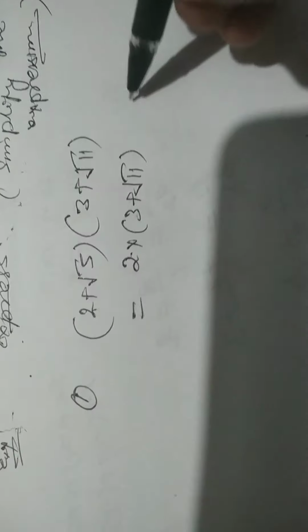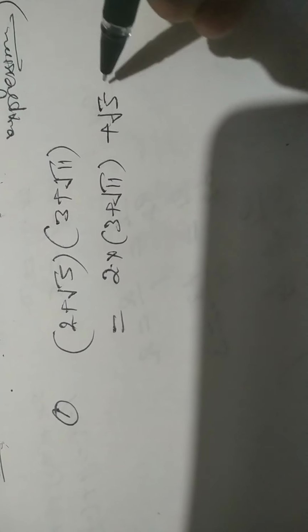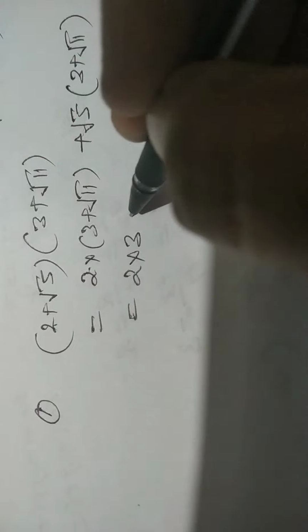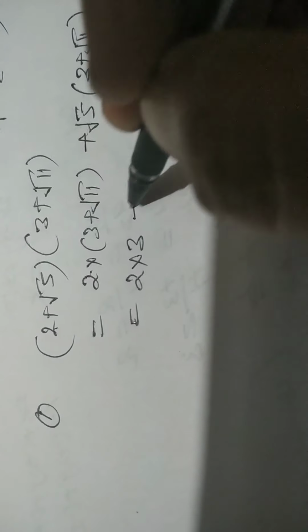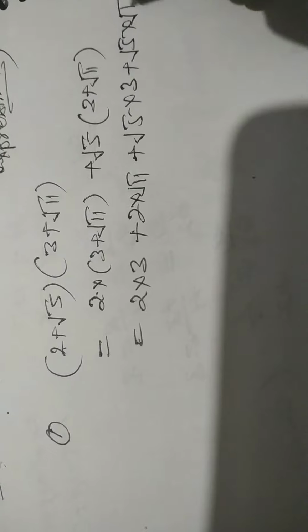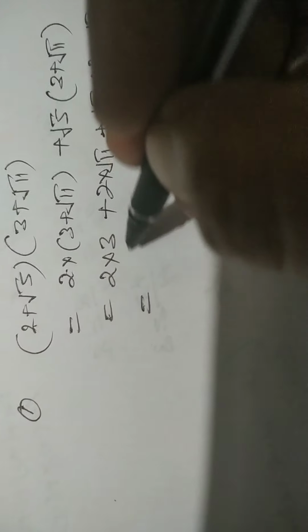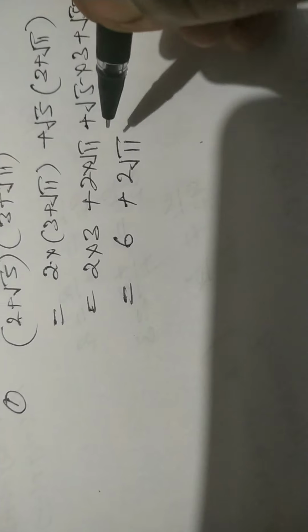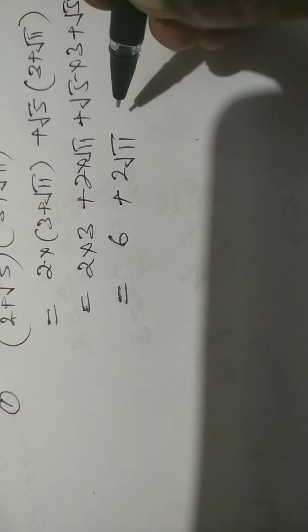Thus 2 into (3 + √11), and √5 into (3 + √11); this is called the distributive law. So it is 2 × 3 + 2 × √11 + √5 × 3 + √5 × √11. Now simplify: 2 × 3 is 6, and 2√11 cannot be simplified further. We cannot write it as √22. It is not like that.